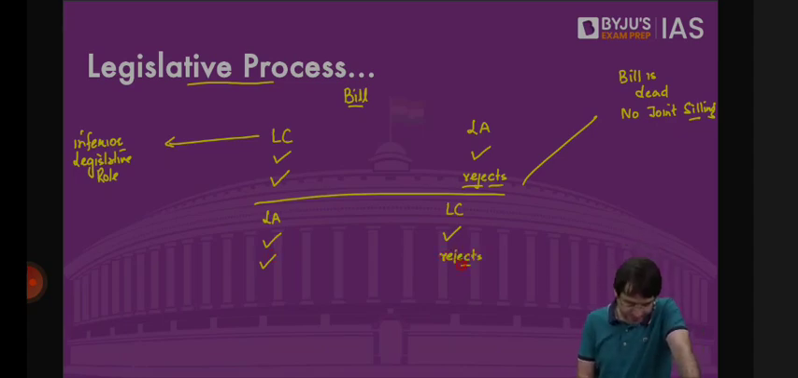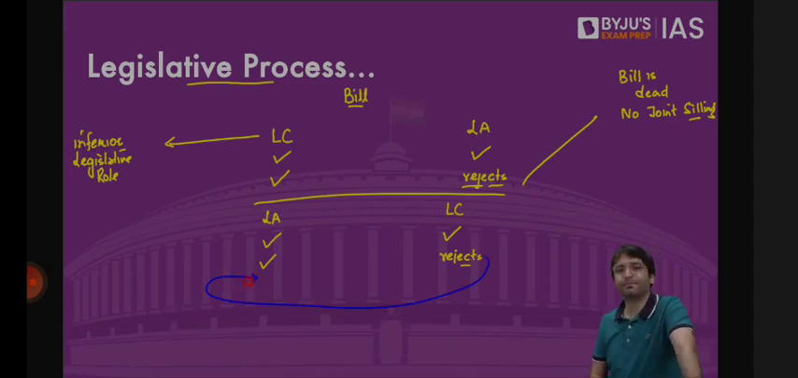The legislative assembly passes a bill, the legislative council rejects the bill. In this case, when the legislative council rejects a bill, what will happen to this bill? This bill will go back to the legislative assembly. Now, if the legislative assembly passes this bill again, and the legislative council says, I am again rejecting your bill, what will happen to this bill? The bill is passed.